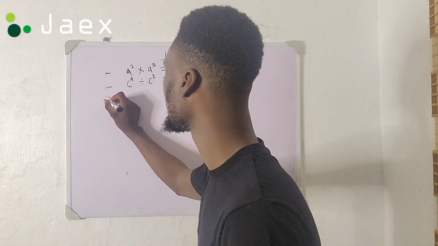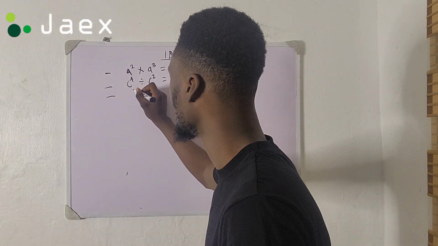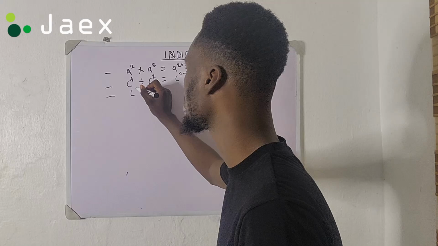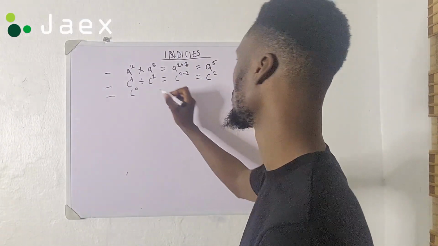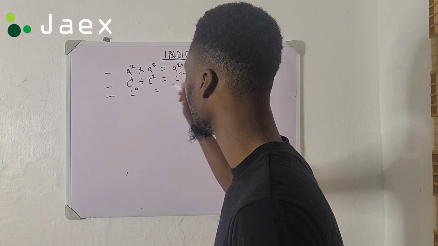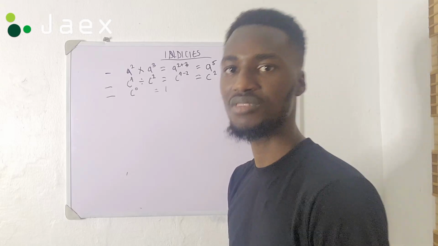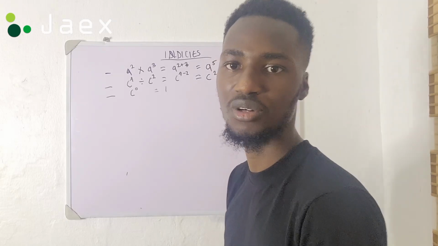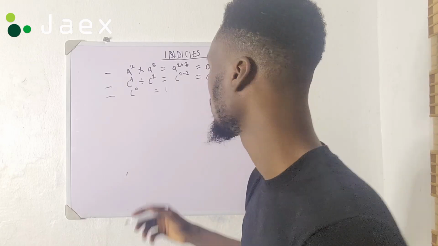Now, for the third law of indices, we have, if you are given any alphabet raised to the power 0, any alphabet raised to the power 0 is equal to 1. If you are given z raised to the power 0 is 1, 24 raised to the power 0 is 1, 18 raised to the power 0 is also 1.